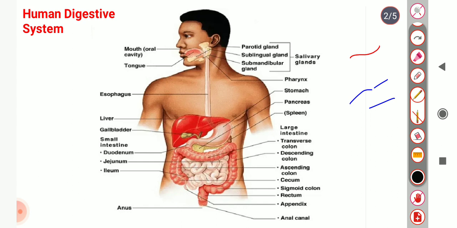It comprises three parts: duodenum, jejunum, and ileum. You can see the structure of the duodenum, jejunum, and ileum. This is the duodenum, this is the jejunum, and this is the ileum.